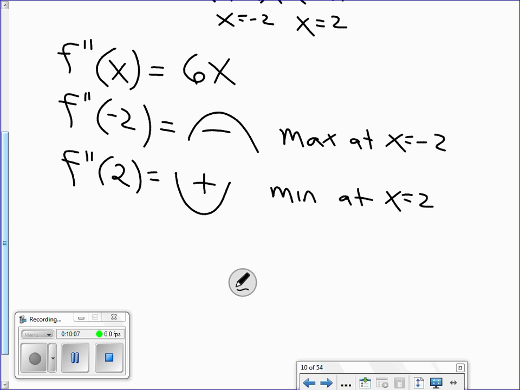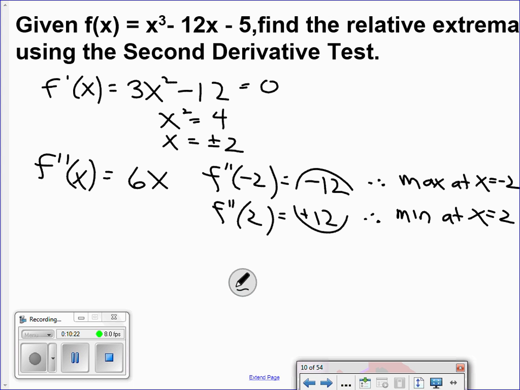This is a test I always use. The only time it's annoying is when you have fractions and all that. But for polynomials, it's the best. Okay, let's try another one. This time, I'll let you guys try the next one first.